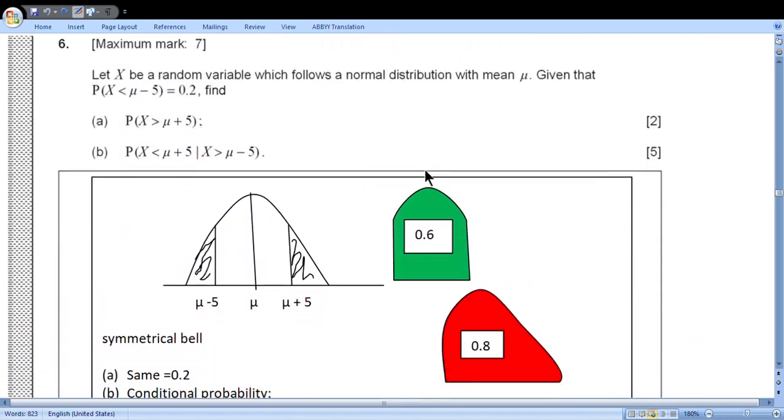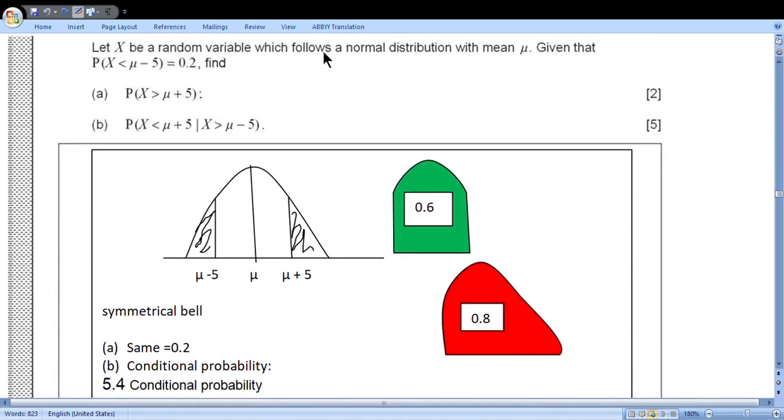Question 6. Let x be a random variable which follows a normal distribution with mean mu. Given that the probability that x is less than mu minus 5 equals 0.2, find the probability that x is more than mu plus 5. Because the graph is symmetrical, the probability that x is more than mu plus 5 is the same, 0.2.